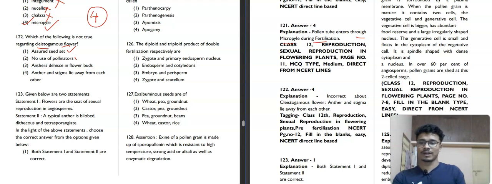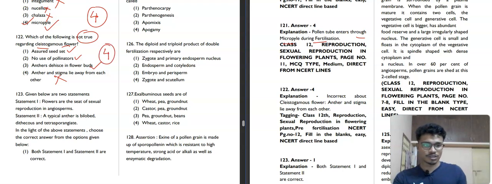And no use of pollinators, because the anther and stigma lie very close to each other. Then anther dehiscence in flower buds, absolutely correct. Not true: it is saying anther and stigma lie away from each other. If they lie away from each other, how can they have assured seed set? How can there be no use of pollinators? So if you are saying that they have assured seed set and there is no use of pollinators, then this must be incorrect. Not true for Cleistogamous flowers. That's why the fourth option will be our correct answer.